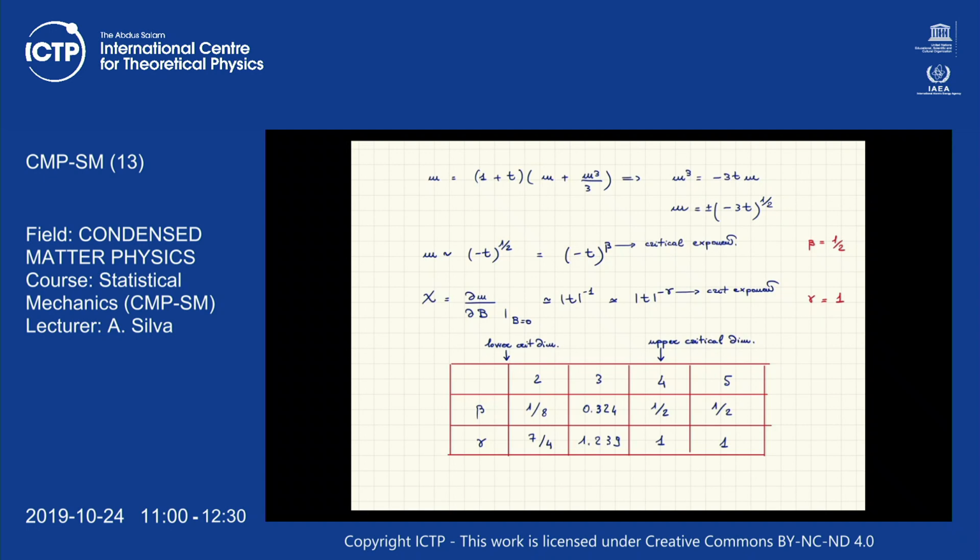Okay? Now the reason is something called universality. What is universality? Universality means the following. If you take a system that has a phase transition, and the order parameter has a certain symmetry, for example, in this case the order parameter has inversion symmetry, right?